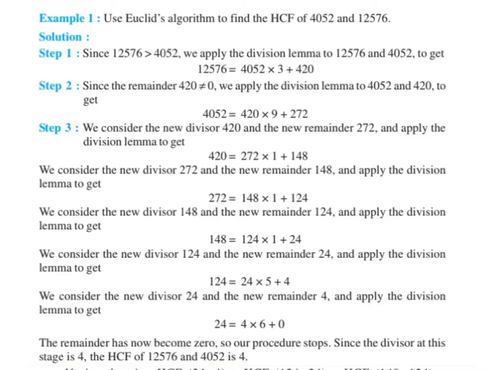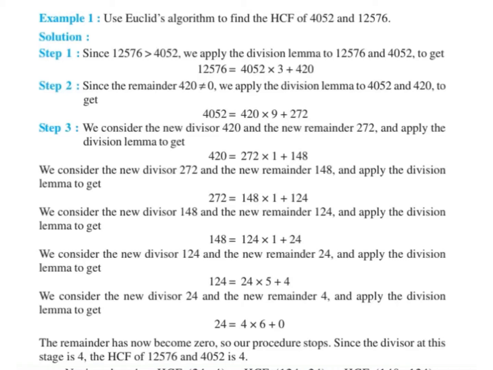Example 1. Using Euclid's algorithm, we have to find HCF of 4052 and 12576. Here, 12576 is greater than 4052. So, we will divide 12576 by 4052. When we divide it, we will get remainder 420 and quotient 3. So we can represent it in the form A is equal to BQ plus R as 12,576 is equal to 4,052 into 3 plus 420.